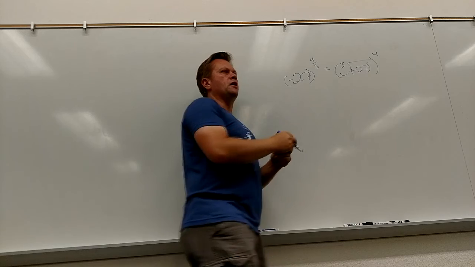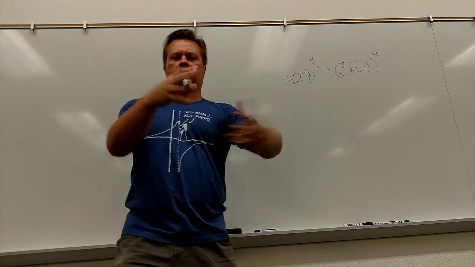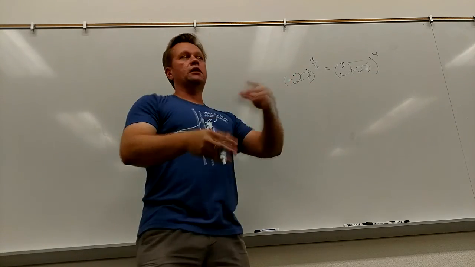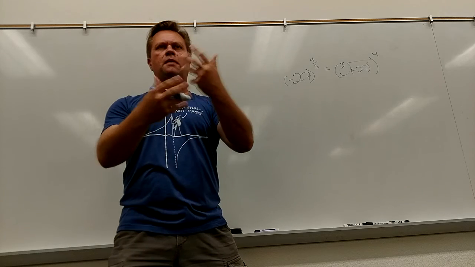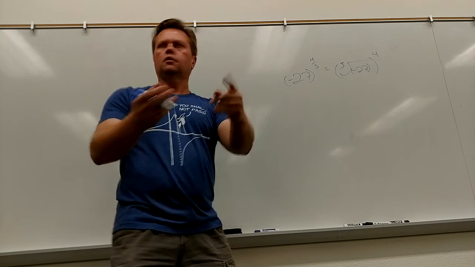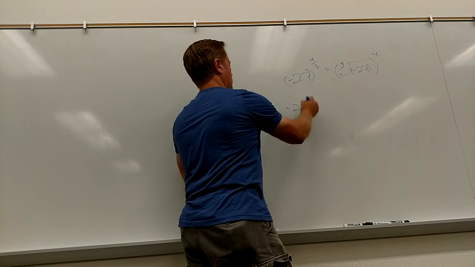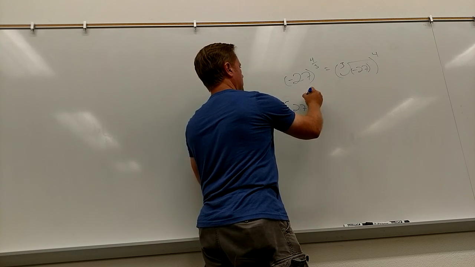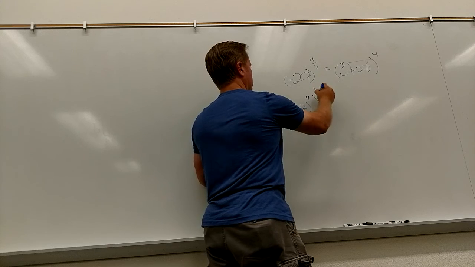What's up with that? Why? I tried to do something else 2 different ways, and you're like, oh, no. And then here you're like, oh, yeah. Well, it's got to be backed up by logic. So really, negative 27 to the 4/3 is the same thing as this, right?